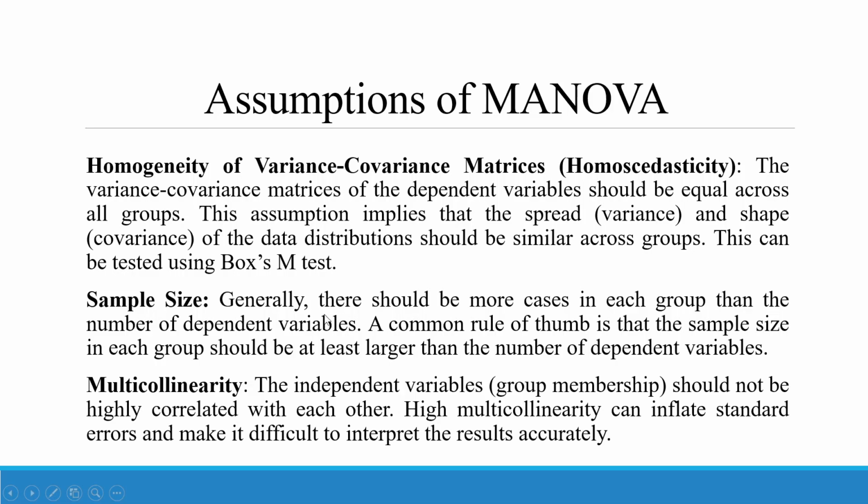Sample size. Generally, there should be more cases in each group than the number of dependent variables. A common rule of thumb is the sample size in each group should be at least larger than the number of dependent variables.